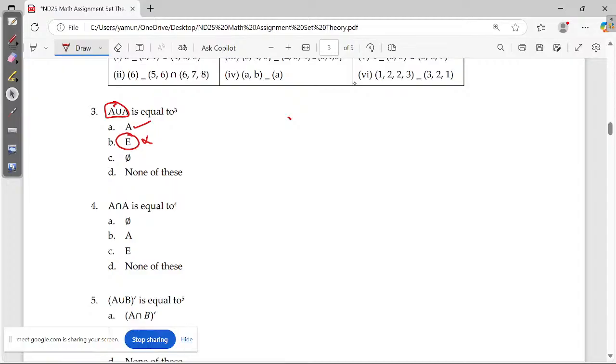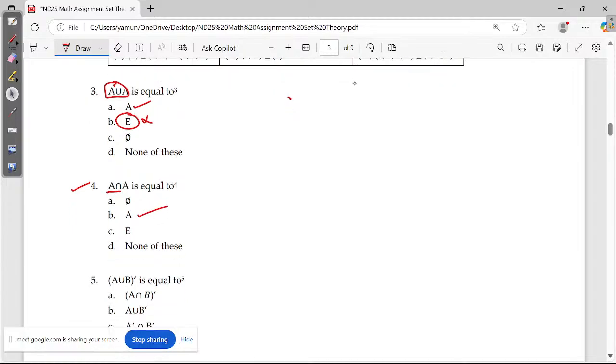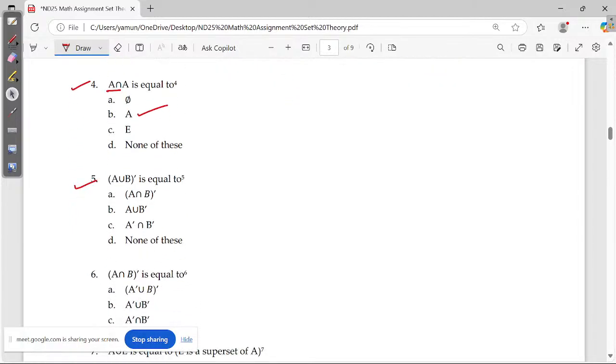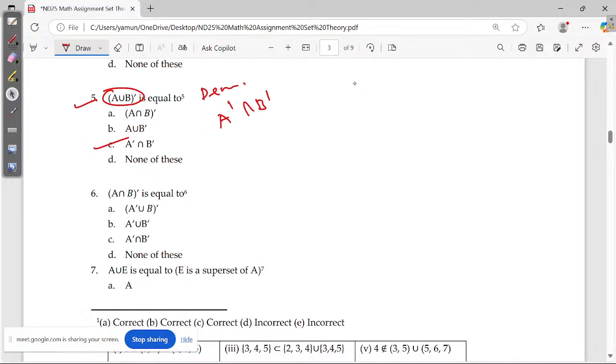Okay. Fourth, A intersection A is A itself. Okay. Yes, fifth one, A union B the whole dash. De Morgan's law, just now we were discussing. A dash intersection B dash. Done. Sixth one, A intersection B the whole dash. A dash union B dash. Okay, see if you make a note of the first one, you'll find A dash union B the whole dash, it's wrong. Basically, B's answer.